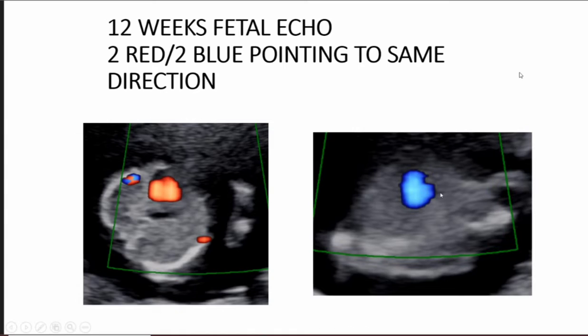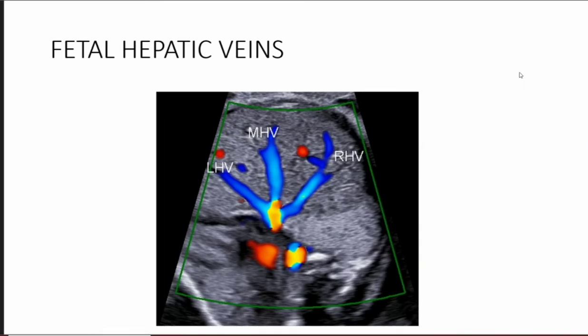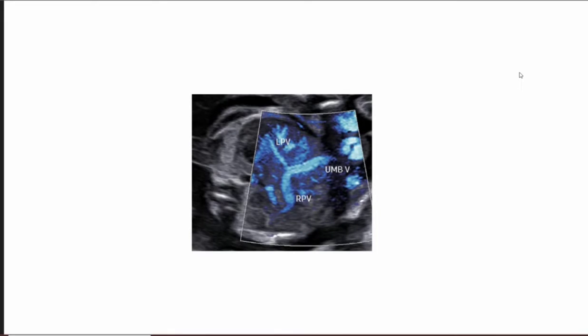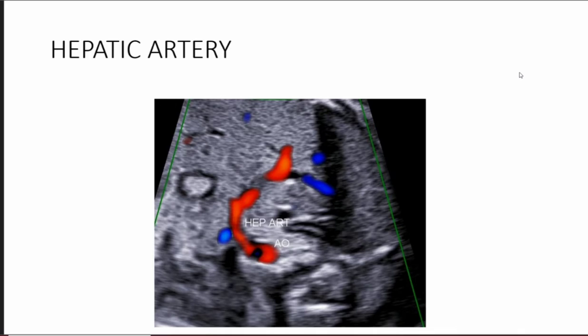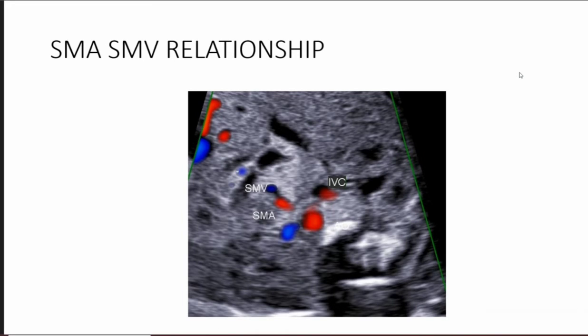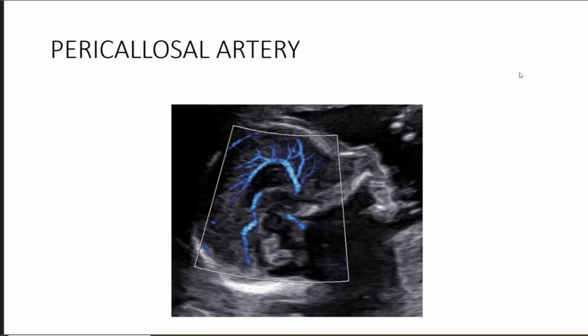So the confluence of arteries in the outlet view should point to the left if the apex has been pointing to the left in the 12-week color Doppler. Now quickly we will see what else can we show in color. The hepatic veins, the portal vein, the main portal vein, the left and right branch portal vein, the hepatic artery, the celiac axis, superior mesenteric artery, in axial plane, the SMA and SMV and their relationship.